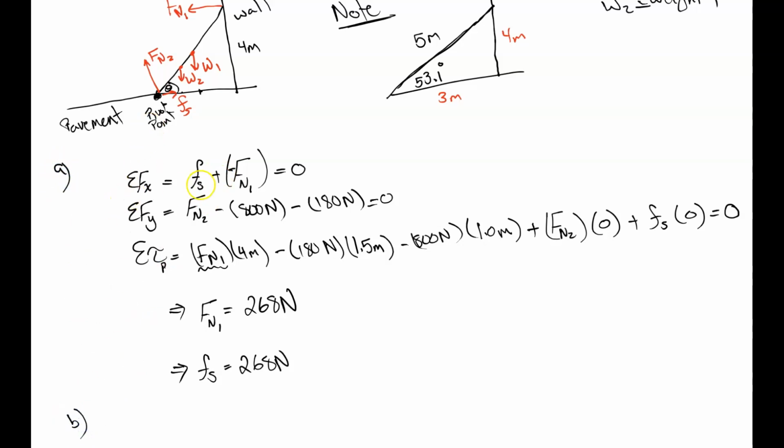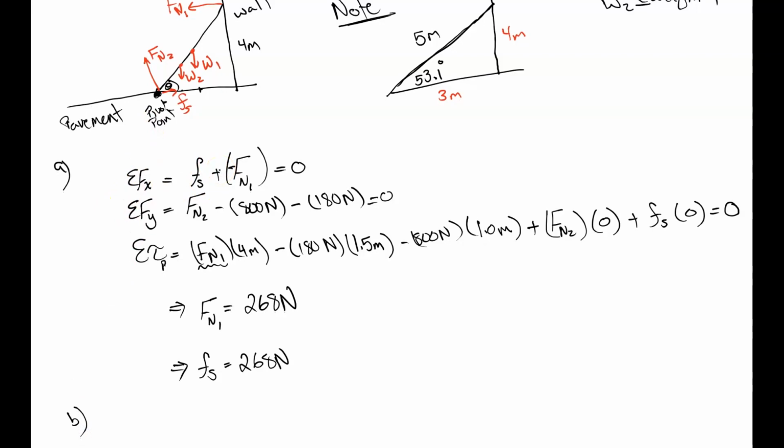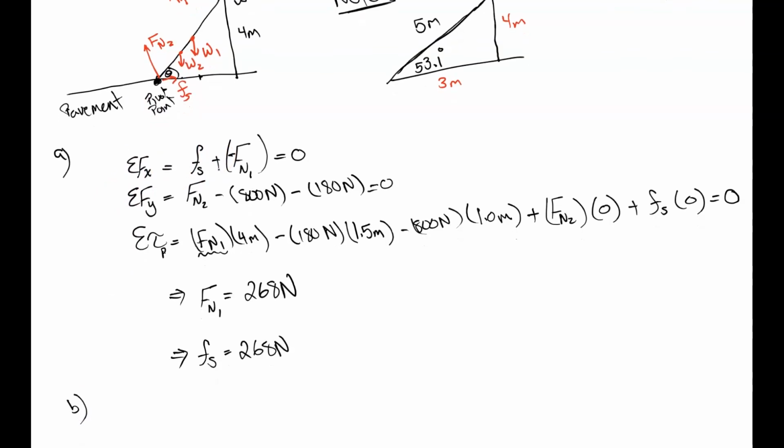Let's move on to part B, which asks us for the coefficient of friction to prevent the sliding. And if you remember that the force of friction, F sub s, is mu sub s times the normal force associated with it. In this case it would be F sub n2. So this means that mu sub s for an equilibrium position which is not moving is F sub s over F sub n2.